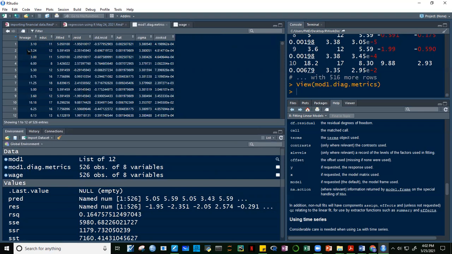For example, 3.10 minus 5.05. So it's the difference between the actual and the predicted value. Then this one is just normalized, just standardized. No? And then we have Cook's distance. Cook's distance, guys, is used to determine whether a point is influential. No? This point is influential.